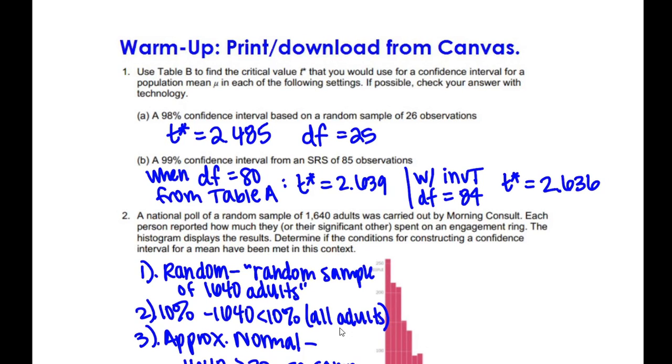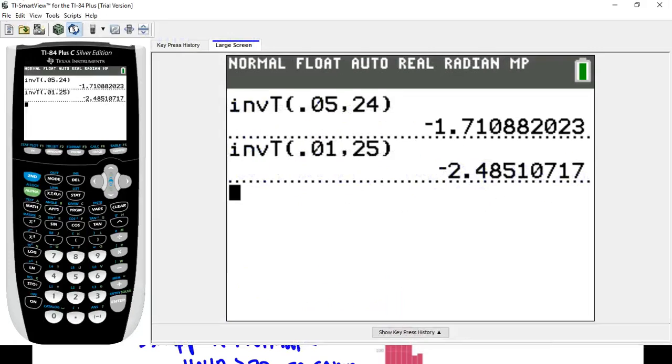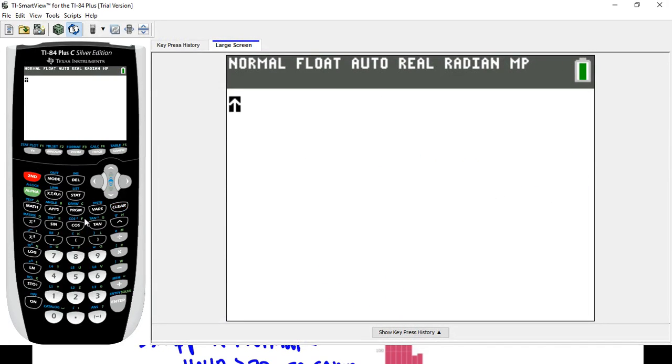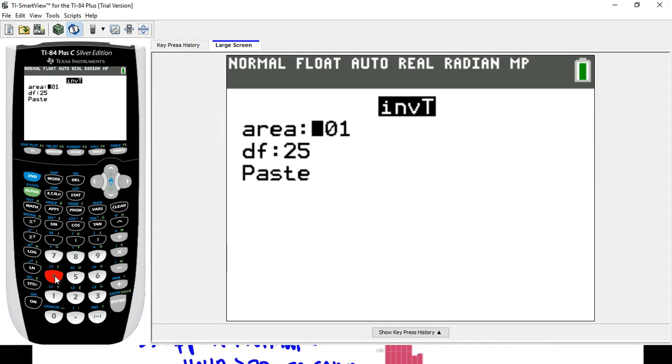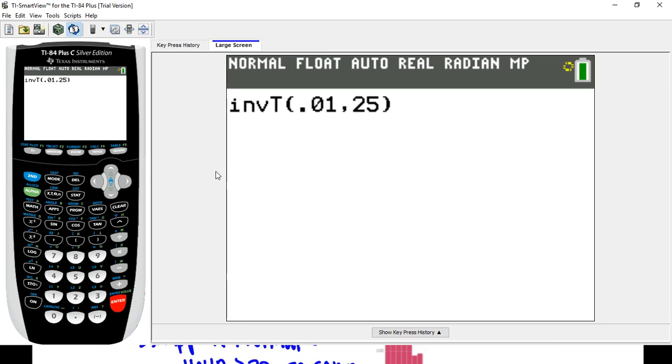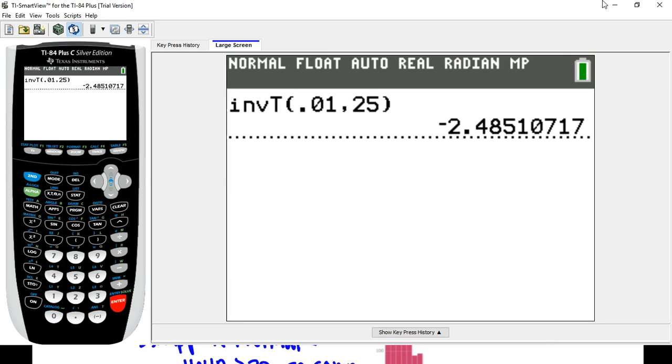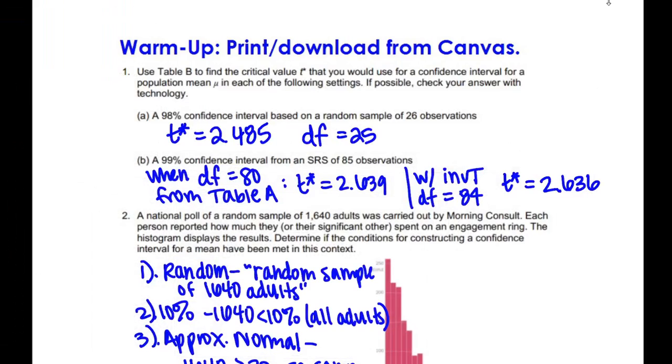Now with technology, we can use our calculator. We'll do second vars 4. And if this is a 98% confidence interval, the area is 0.01. The DF is 25, and then we hit paste and get 2.485. Remember, we always put the positive version. So those are the same.